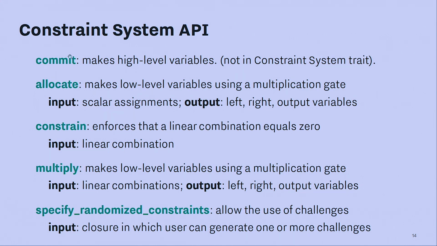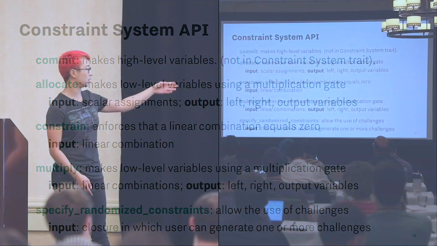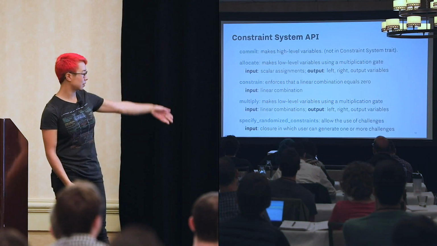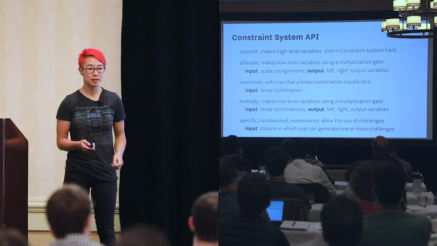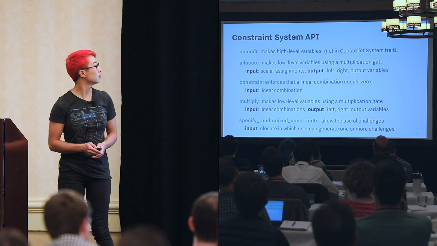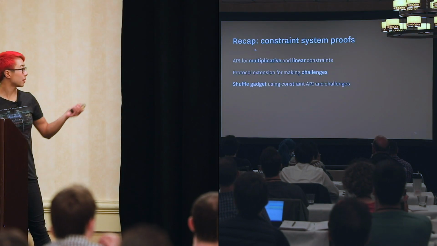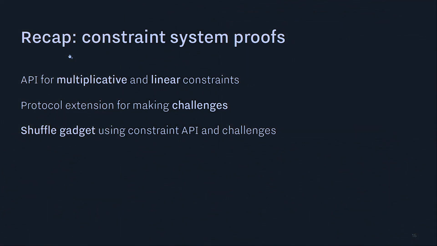So just as a recap, these are the things that you can do using the Constraint System API. I illustrated the multiply, commit, and specify randomized constraints. Cool. So yeah, I talked you through the API for making multiplicative and linear constraints. I talked you through the protocol for making challenges, and then I showed you an example that illustrates both of those things.